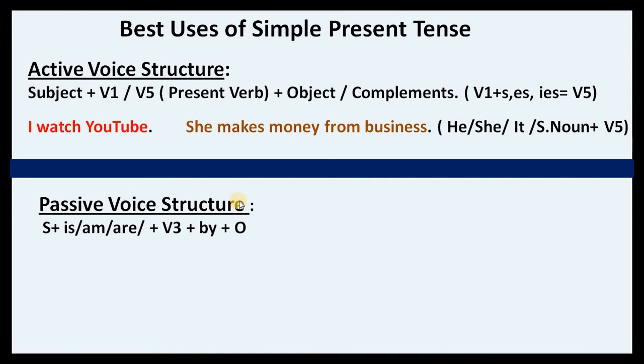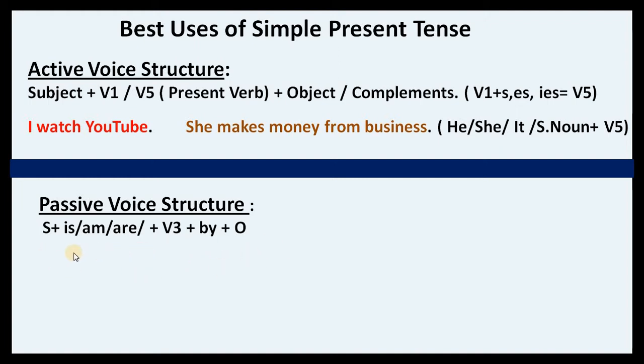passive voice structures. Here you notice subject plus is/am/are plus V3, then by plus object. By plus object is not compulsory, but in most cases we need to use it. How passive is formed, I have a special class on the passive in previous videos, you can watch it also.